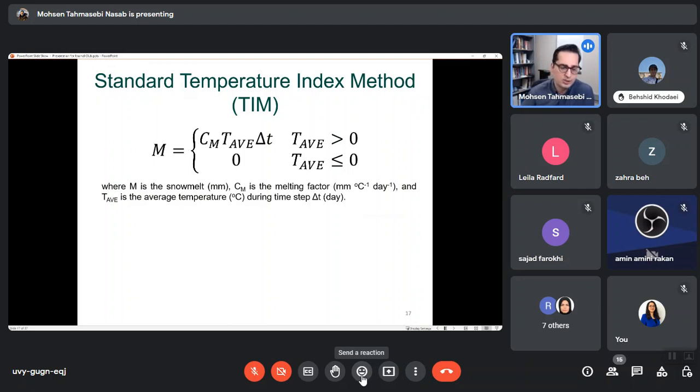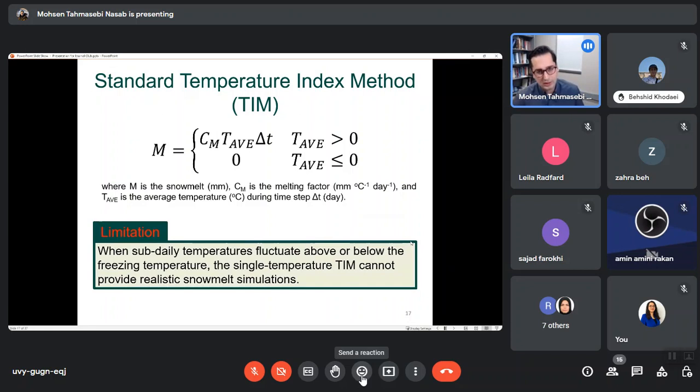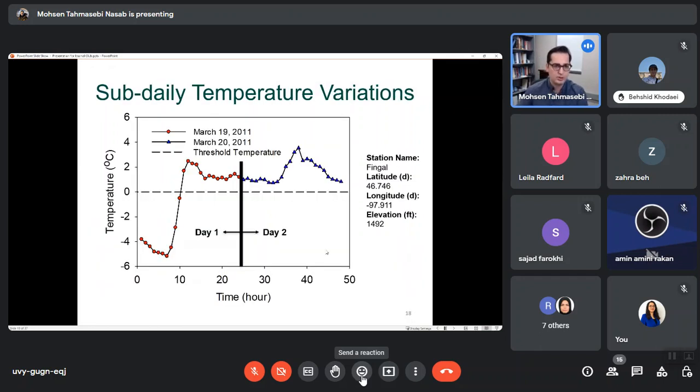So CM in this equation is a melting factor that considers everything else except for temperature. And average temperature is considered using the T average, as you can see, and delta C is the period of the day. There are limitations to this equation, and my job as a hydrologic modeler is to improve these limitations. So the main limitation of this model is that it doesn't consider the sub-daily temperature fluctuations. What do I mean by that? Let me go to the next slide and explain to you.